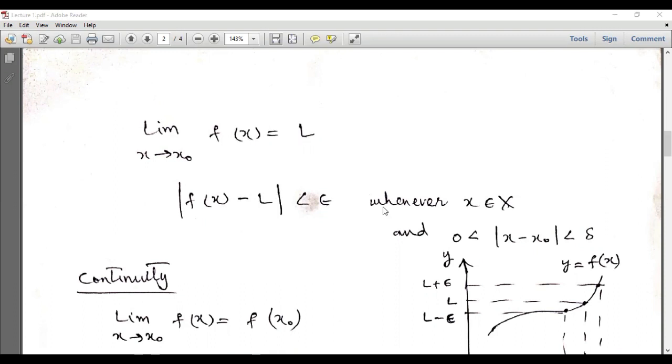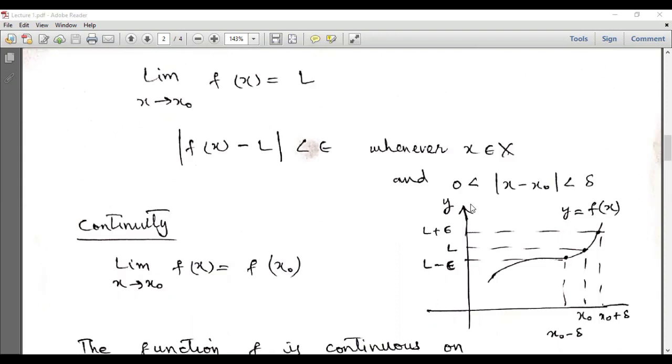So whenever x belongs to X, so X is the set of points and this x is a single point, and when this x belongs to these set of points, the difference between x and x naught will be very, very small. So the magnitude of the difference between x and x naught will be lying between 0 and this delta. So this epsilon is the difference between f of x and L.